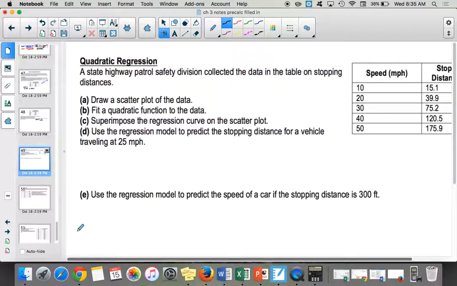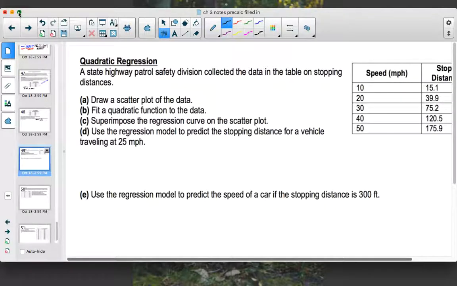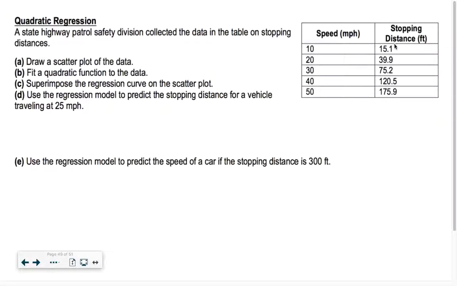So this is a quadratic regression, and it says if your speed is 10 miles per hour, then your stopping distance is 15.1. Probably not going to leave some tire tracks for that. But if your speed is 50 miles per hour, and it takes you 175.9 feet to stop, that's not good.